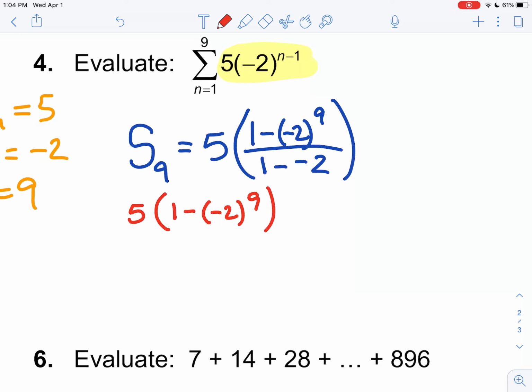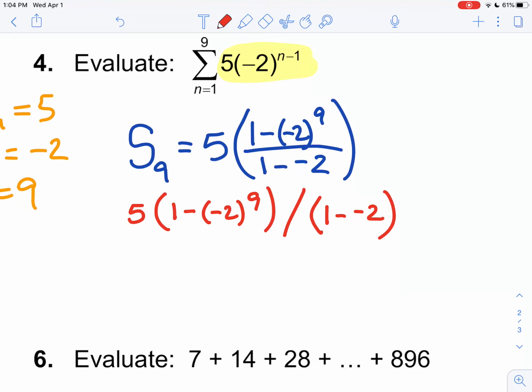If you don't get the parentheses, you just killed the problem and you can't get the right answer. Now divide by parentheses denominator 1 minus -2. Now your calculator knows order of operations, so you don't have to worry about putting this -2 in parentheses. It'll be just fine if you don't. But this -2 has to be in parentheses or you're not going to get the right answer.